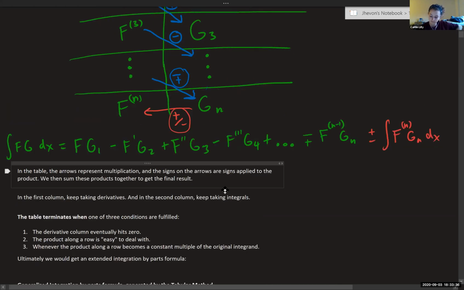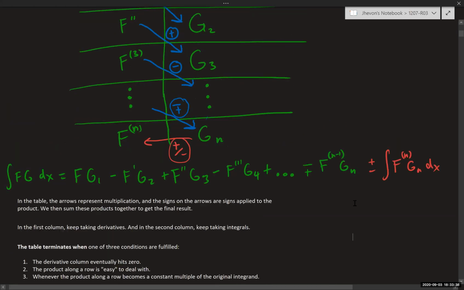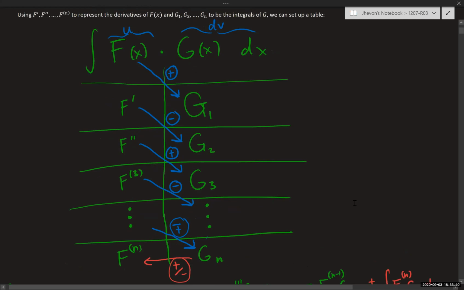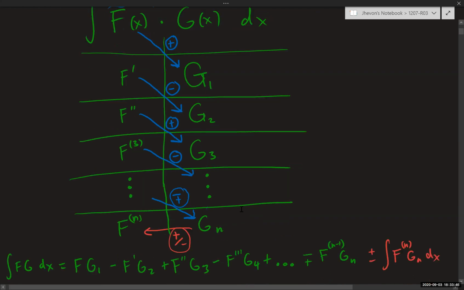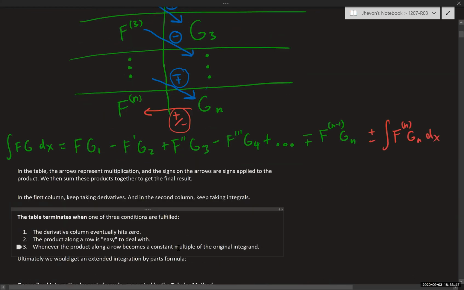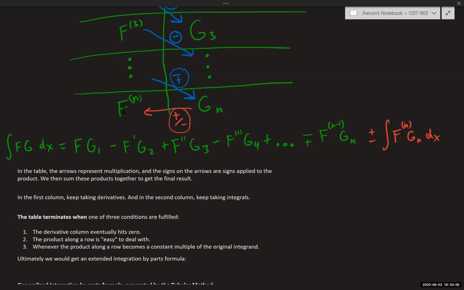Okay. Now, a question you might have is, how long should the table be? How long do I keep doing this? Do I do this forever? How do I know what n is? That is a reasonable question. And you stop the table when one of these three conditions is fulfilled. One, the first condition is if the derivative in the derivative column eventually hits 0, right? So if, for example, your f is a polynomial and you keep differentiating it, you will eventually hit 0. Once you do that, you would stop, right?